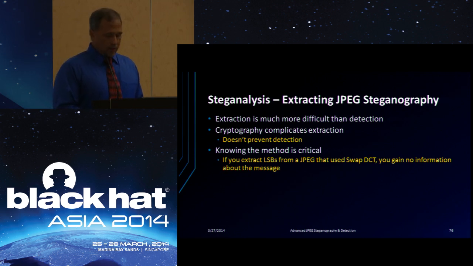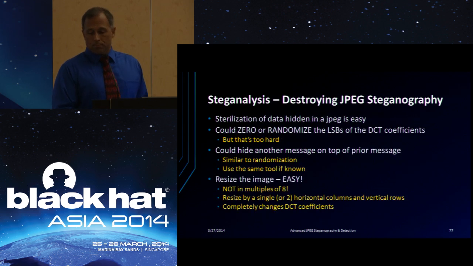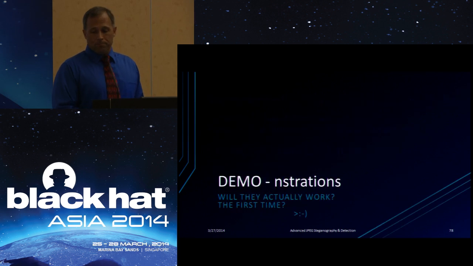Again, extraction is more difficult because people will complicate extraction by using encryption techniques or by permuting the message. Knowing the method is critical. If you're looking for swapped coefficients and it's hidden in the LSB, or vice versa, it's tough to find the message. I talked about sterilization already, as far as randomizing the data, resizing the image, or cropping the image. That's all very good for destroying the message.